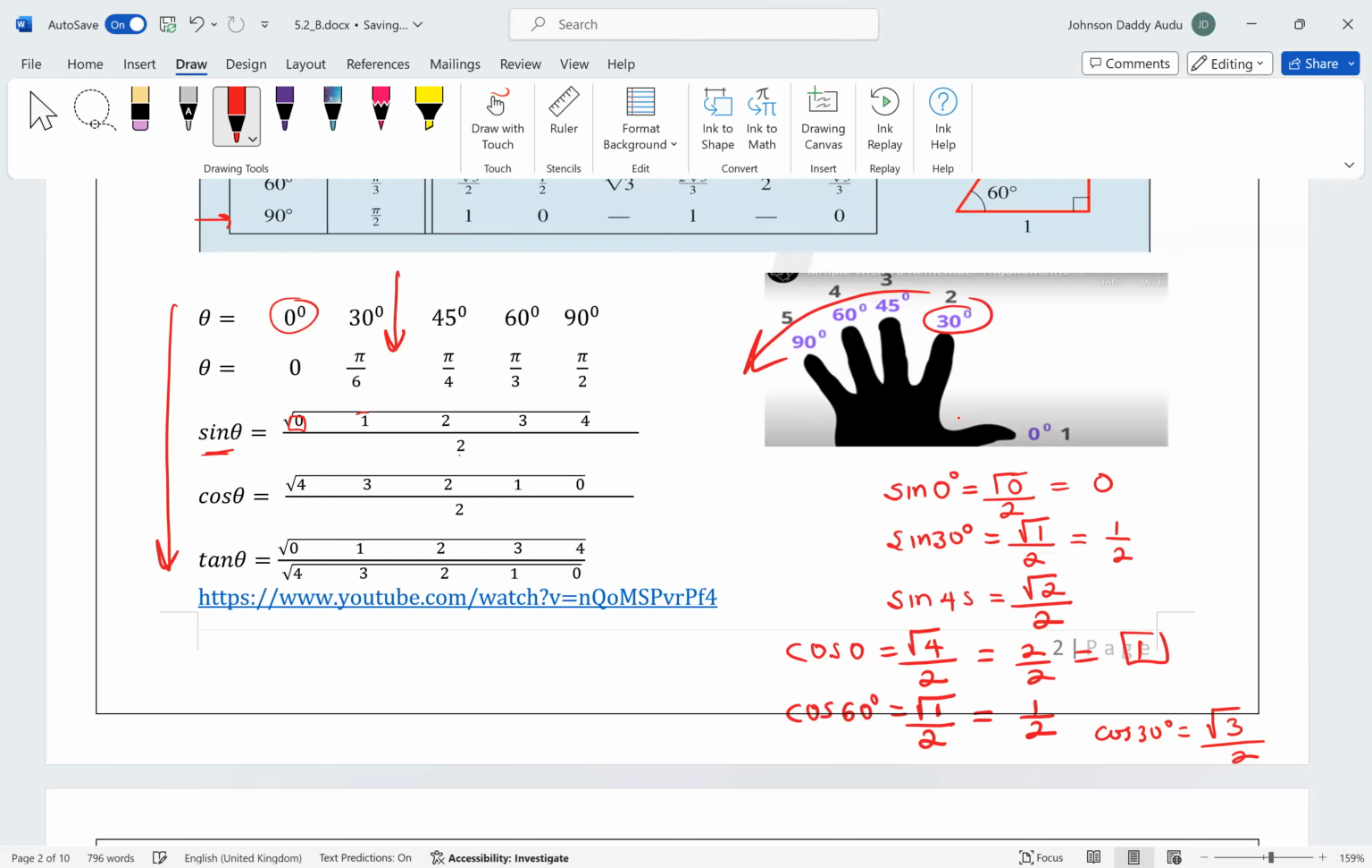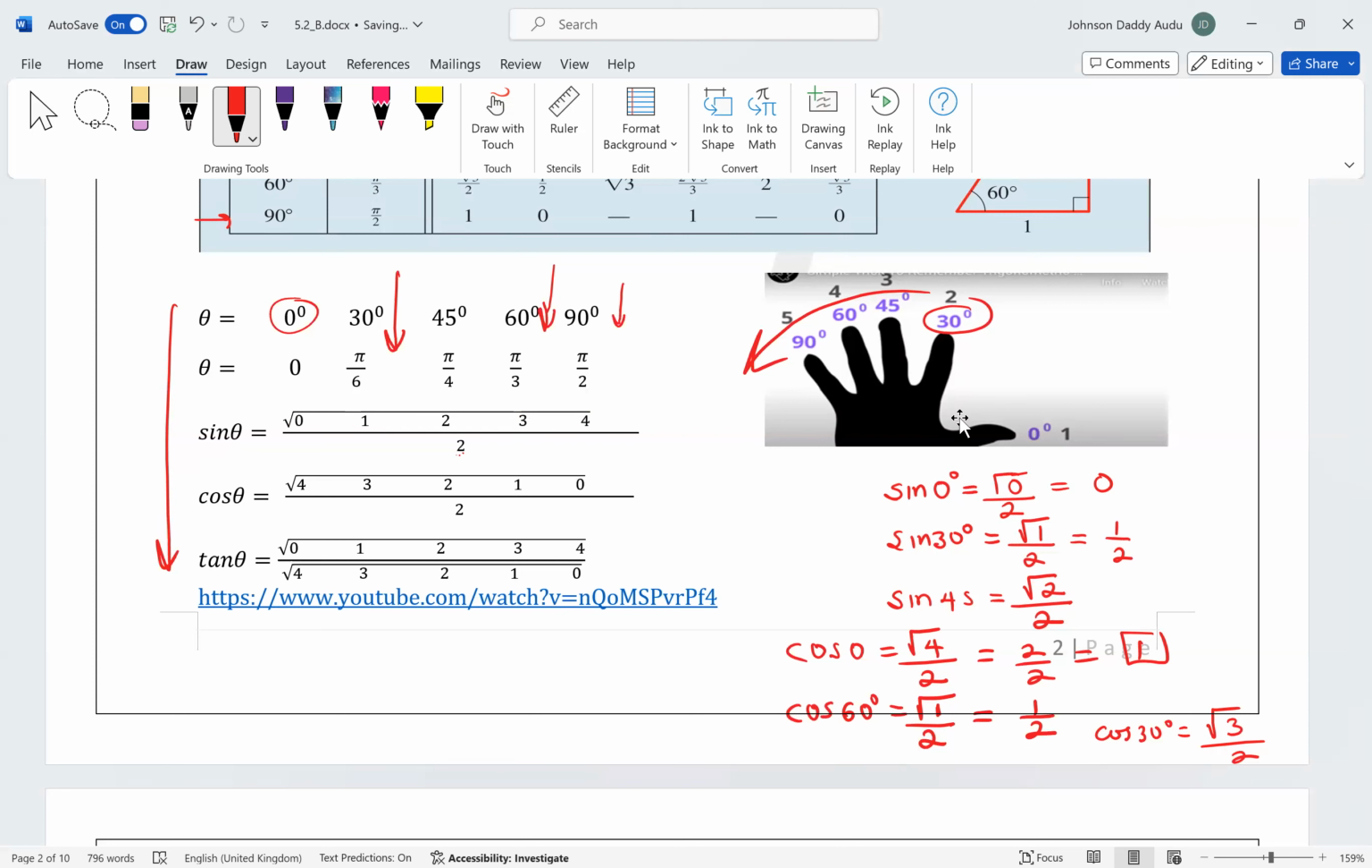For sine of 30, you are in this column. So you will take 1. So it will be root of 1 divided by 2. For sine of 60, we are in this column. So 60 corresponds to 3. So it will be square root of 3 divided by 2. And if you need even 90, it works for 90. Sine 90 corresponds to what? 4. So it is square root of 4, which is 2 divided by 2. So sine 90 will be 1.